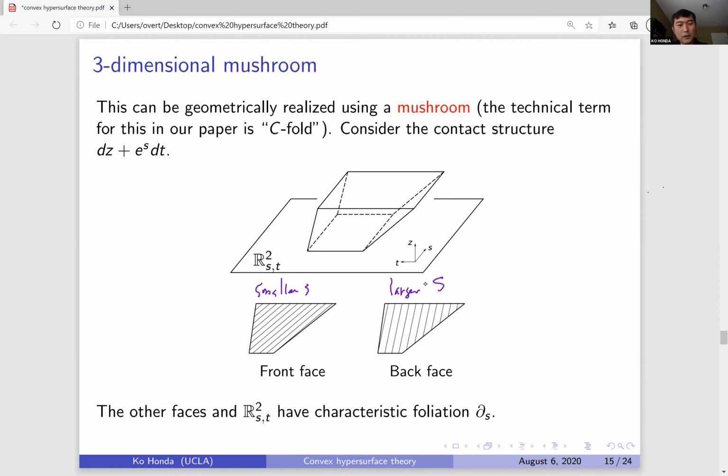And the other faces, so R2, as I said before, has characteristic foliation that looks like DDS. And then actually the top face has DDS, and the sides also have DDS. So the only thing non-trivial are the front face and the back face. So you have to slightly convince yourself of this, but that's what the dynamics looks like.